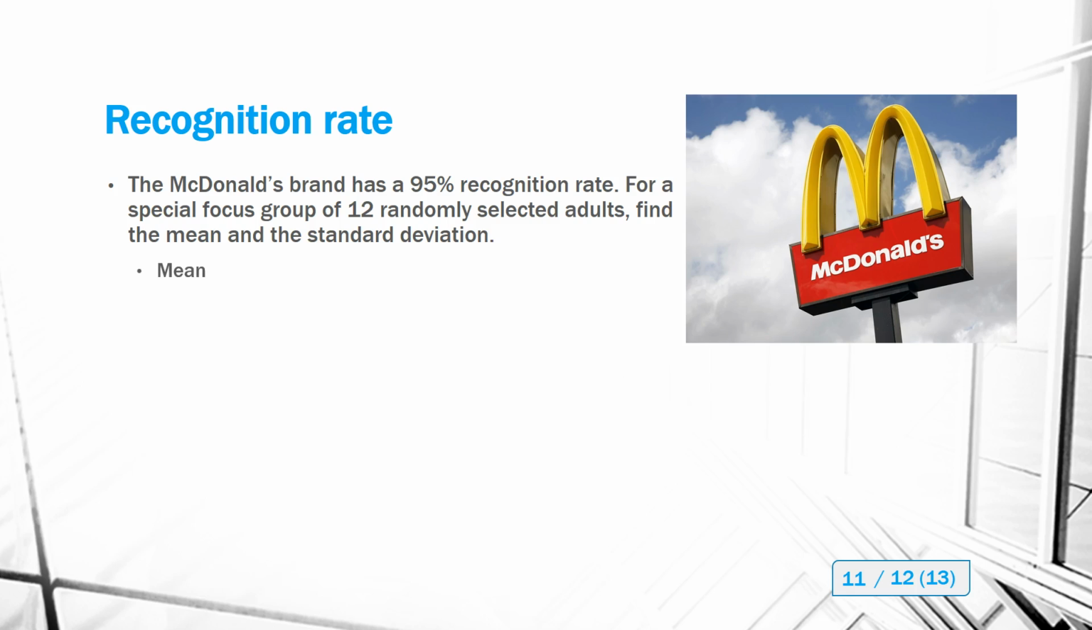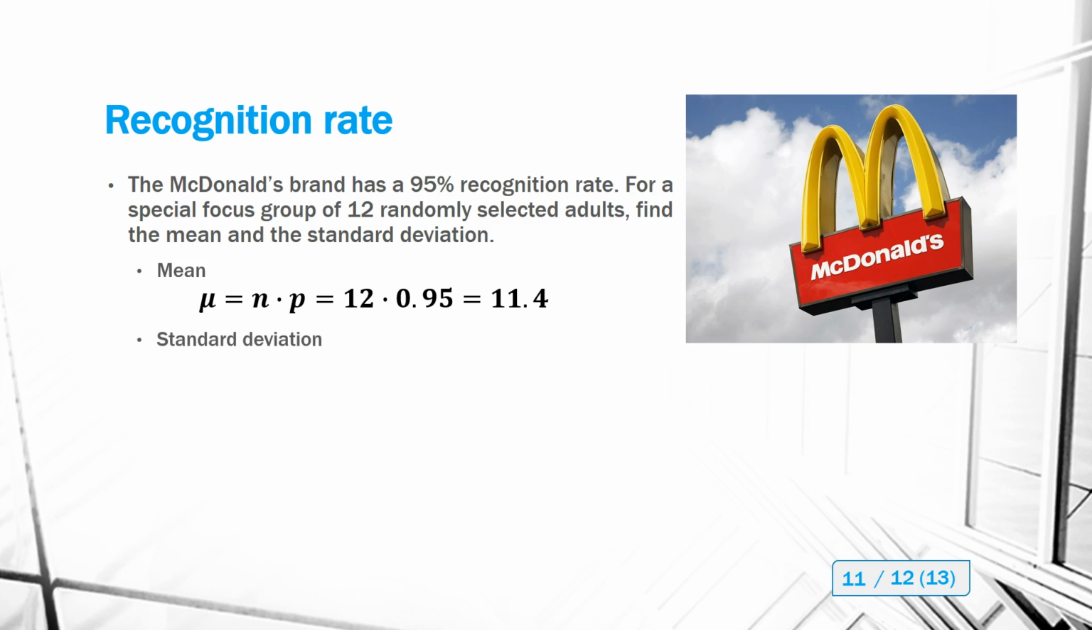Well, the mean, we just learned how to calculate the mean for a binomial probability distribution. That's just taking the number of trials and multiplying it by the probability of success. Here the number of trials is 12 because we're taking 12 randomly selected adults. The probability that any one of them will recognize the brand is 95%. So multiply those two values together and we get 11.4 for our mean value.